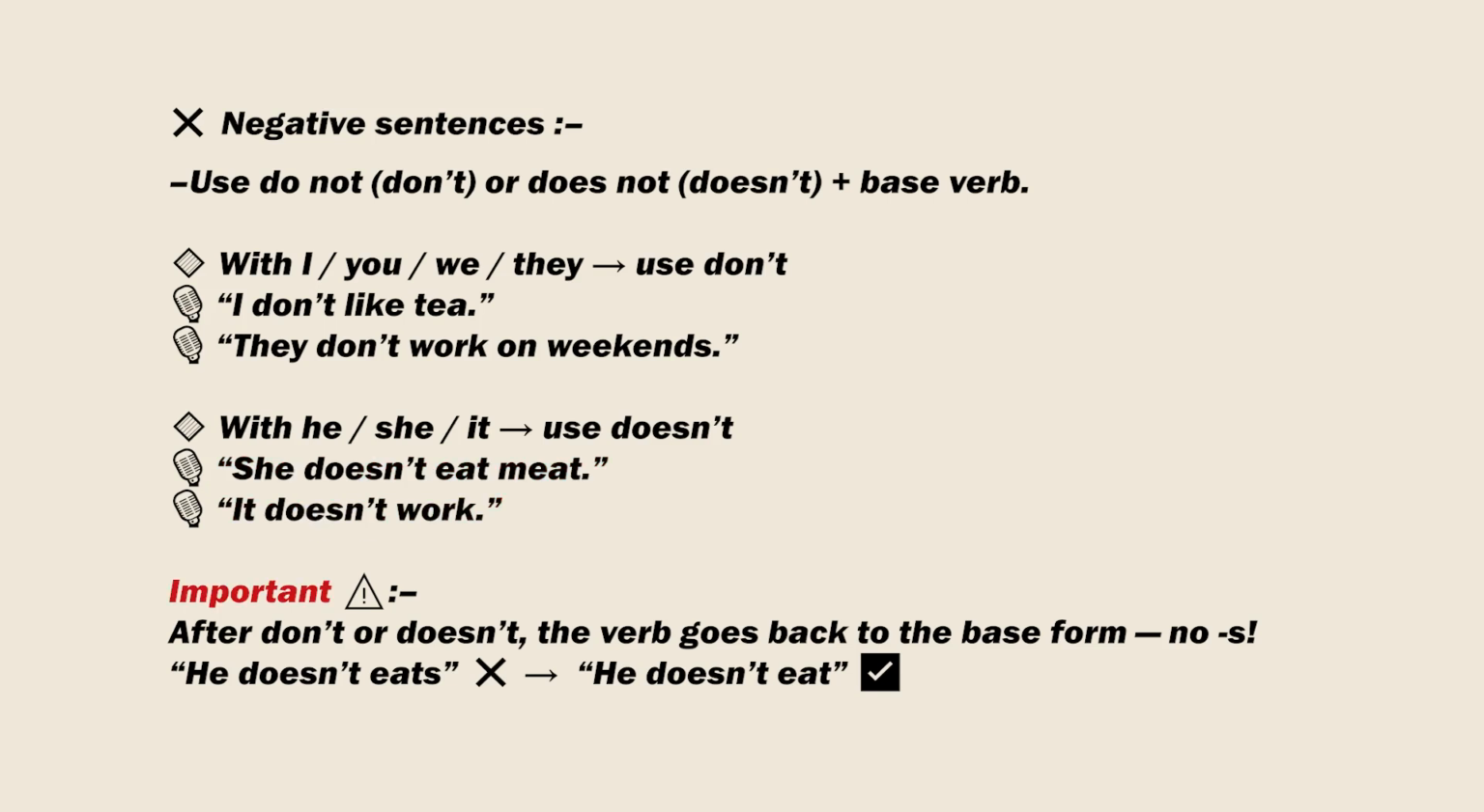Important note. After don't or doesn't, the verb goes back to the base form. There is no s. "He doesn't eats" is wrong. "He doesn't eat" is the correct one.